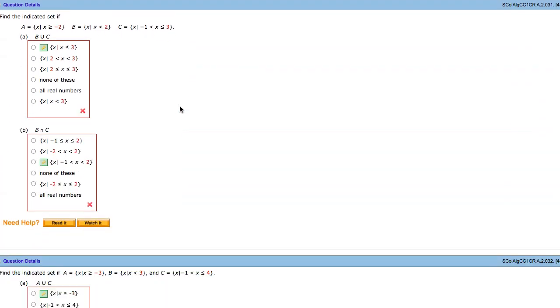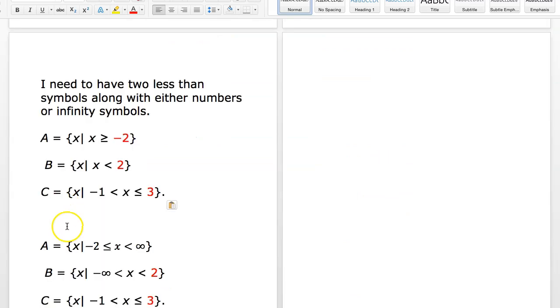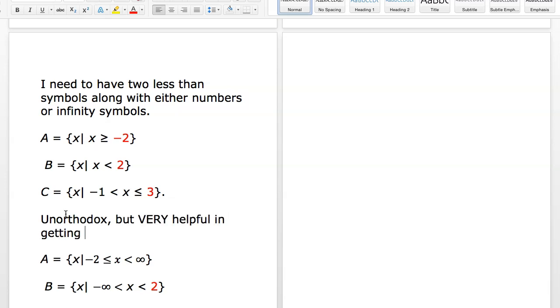Now number 20. Find the indicated set if. Now here's where it gets a little bit harder if you go into like intervals and all that good stuff, and a 3-way. Now these are unorthodox, but very helpful in getting interval notation.